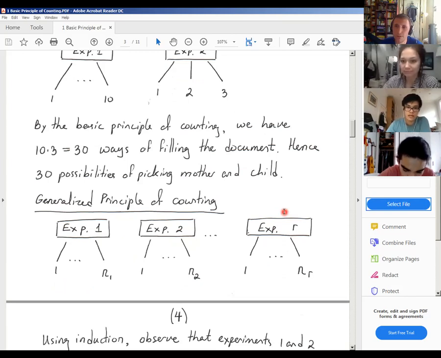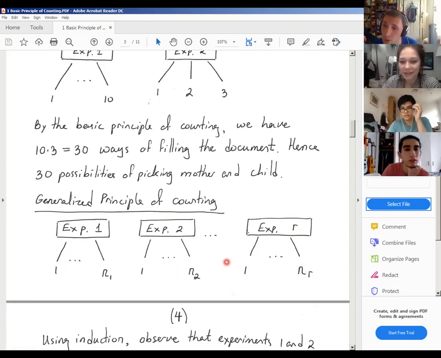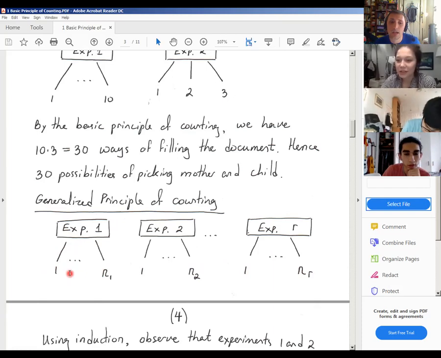Valeria, do you want to say something? 10 to the third. Well, because we don't necessarily have 10 here, there are no numbers listed here, right? It's just abstract, 1 through n1, then 1 through n2, all the way to 1 through nr. So we're trying to come up with a general formula. If it were 10, 10, 10, and there were only 3, that would be 10 to the third, you're right. But this just means in general. And multiply by r?